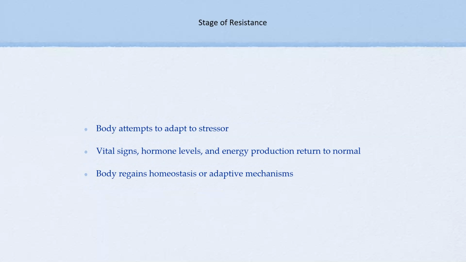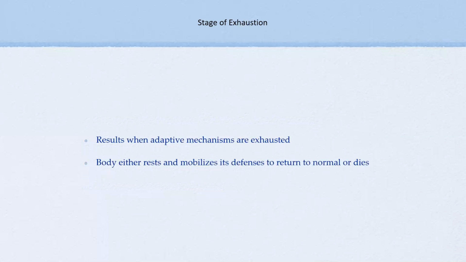Stage of resistance. This is when your body tries to adapt to whatever the stressor is. So again, we're going to see some changes in those vital signs, hormone levels, and energy production. And then stage of exhaustion. So once we return to normal or the stressor dies, and not necessarily as in a person, but whatever the stressor is that's causing your body to adjust and adapt is no longer there and is eliminated.